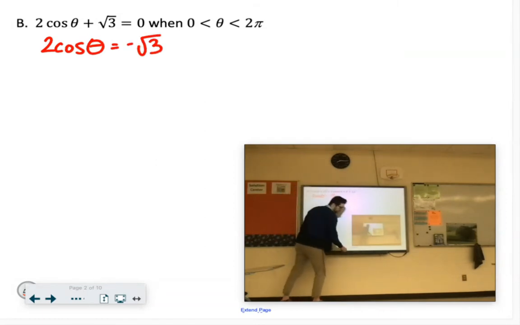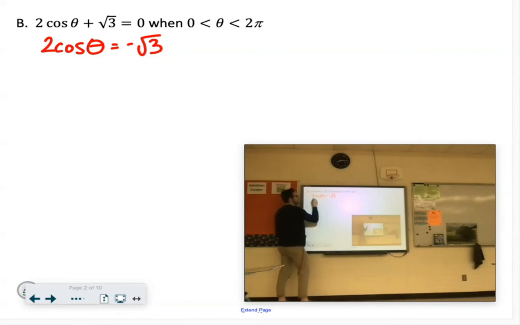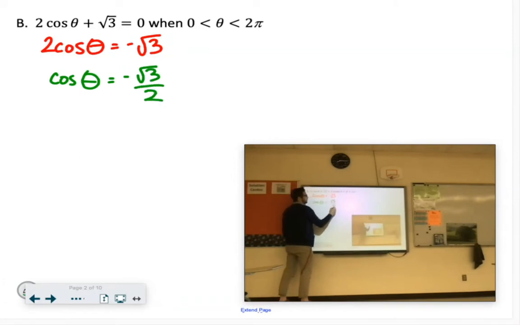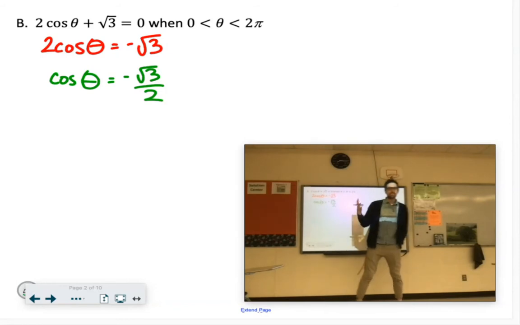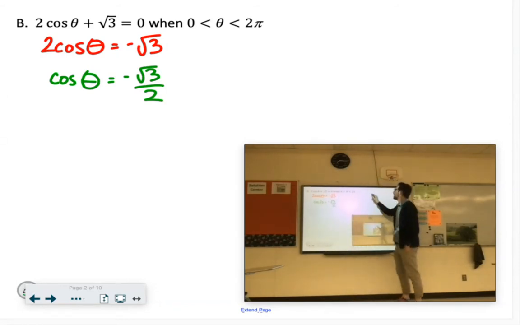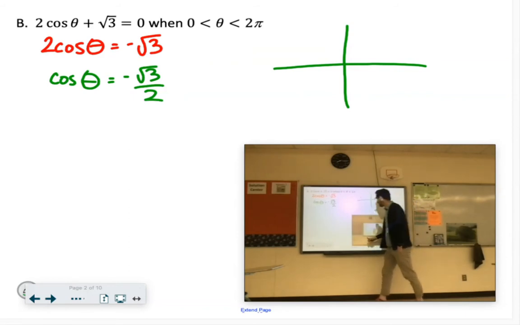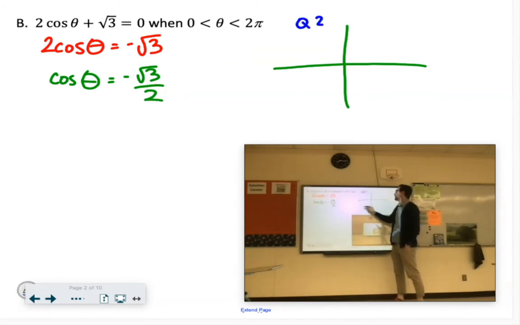What are you going to do with that 2 in front? You know you're dividing it. So we have cosine of theta equals negative root 3 over 2. Now let's think back. Cosine, Cosox, Chicago White Sox. We're looking for when the x is negative root 3 over 2. Now the x is negative over here in quadrant 2 and over here in quadrant 3. So those would be the only sections we would look.